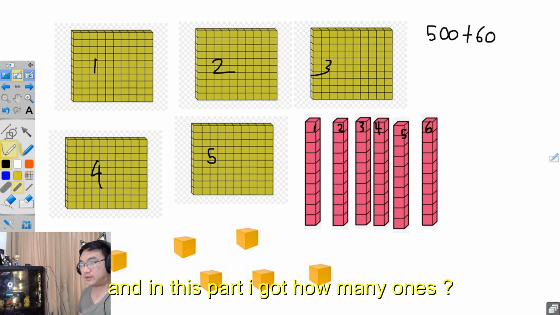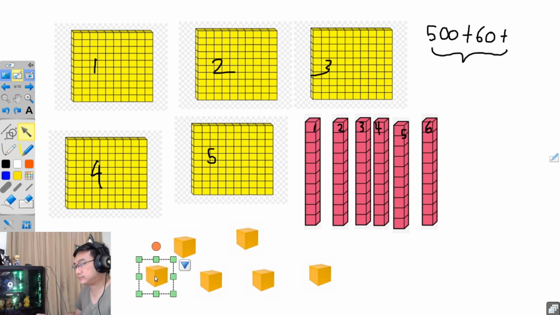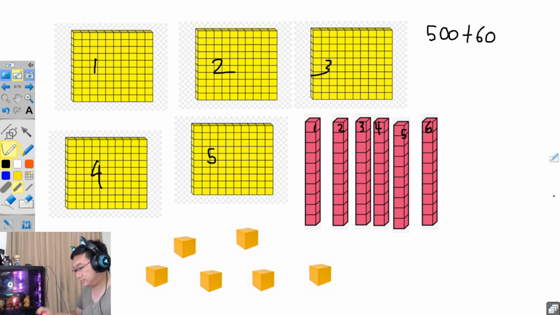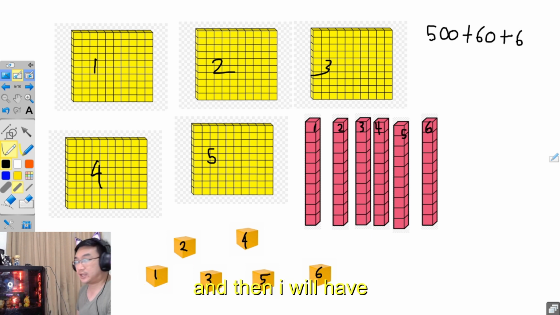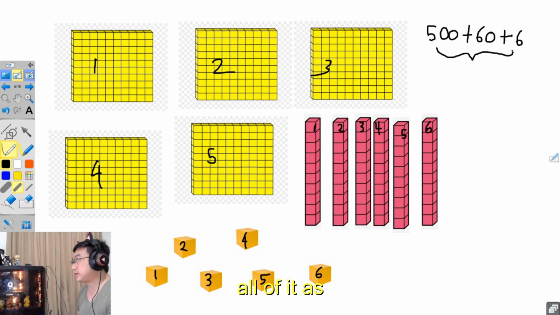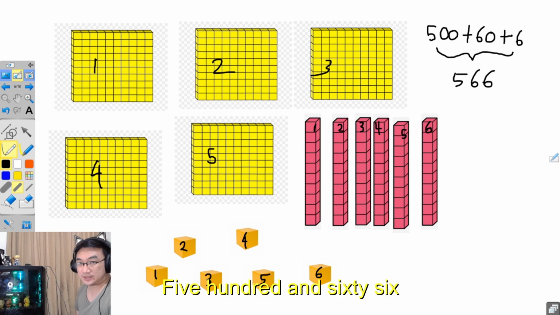Then this part, I got how many ones? Okay, in this part, I got how many ones? I got 1, 2, 3, 4, 5, 6. So I got 6. So I will plus this by 6, and then I will have from all of it 566. Easy.